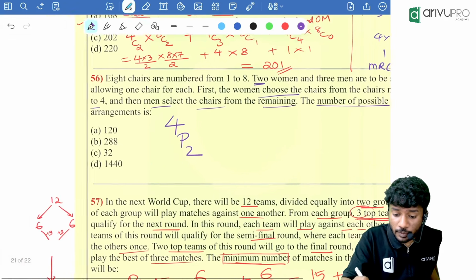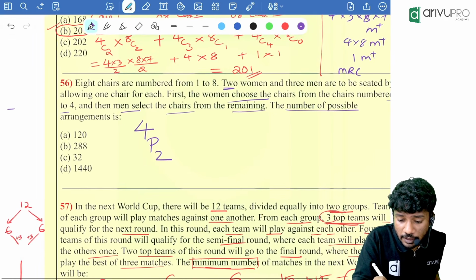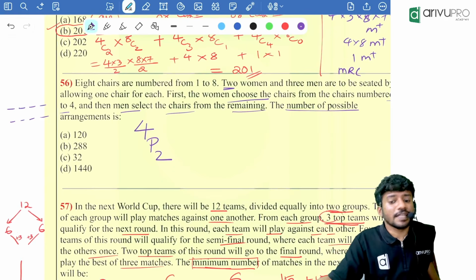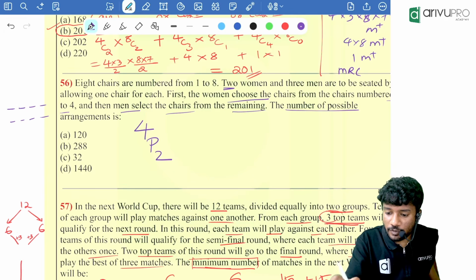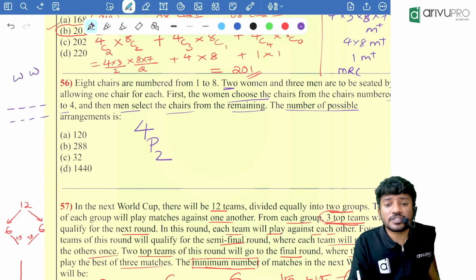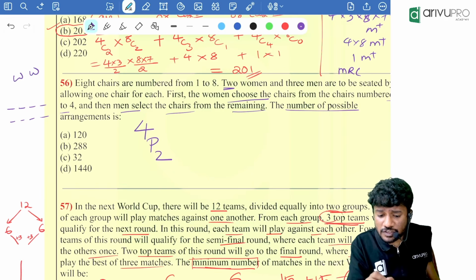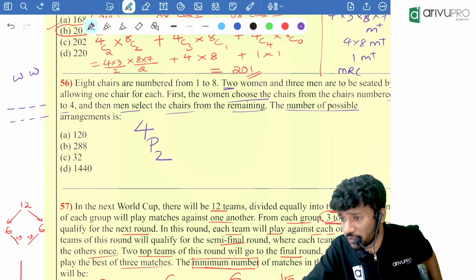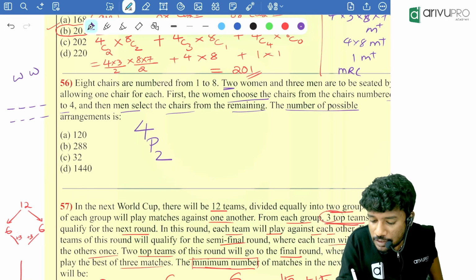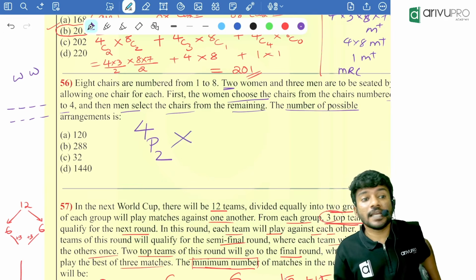For example, 2 women are there. I'm just writing. Okay, 1, 2, 3, 4 chairs are there. Then 1, 2, 3, 4. Total 8 chairs are there. And how many women are there? 2 women are there. So 2 women can be sitting in any of the first 4 chairs. They can sit in how many ways? 4p2 ways. Correct?